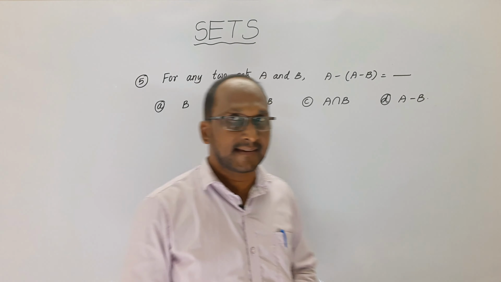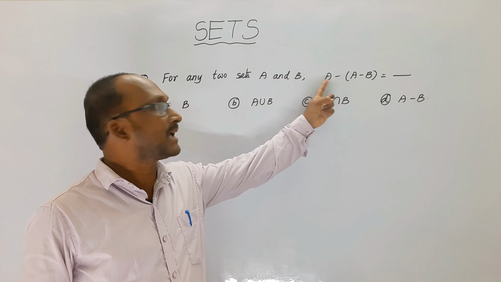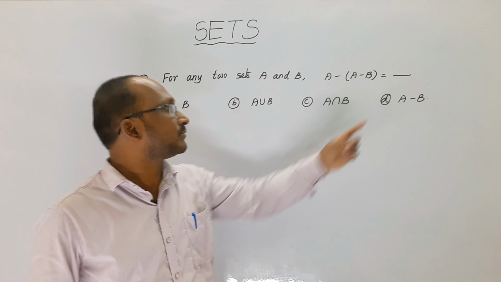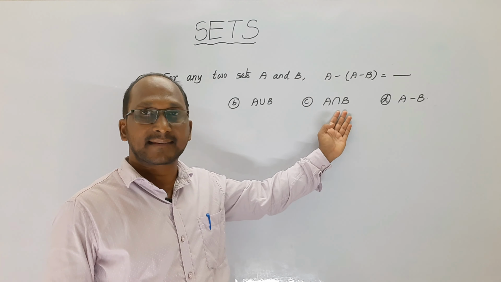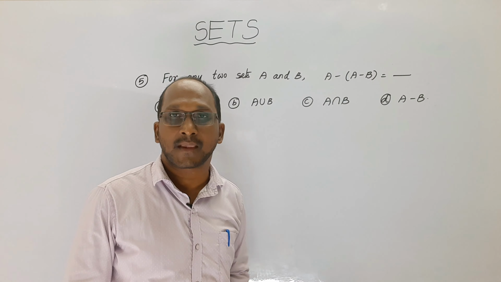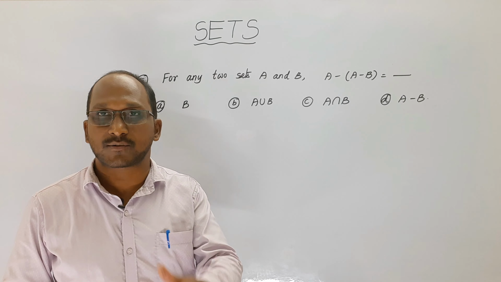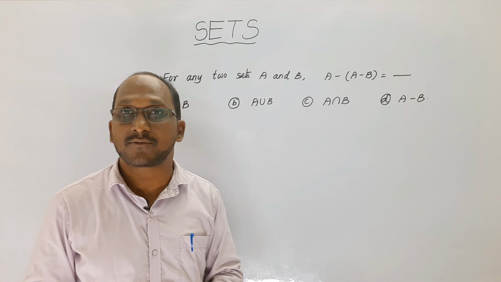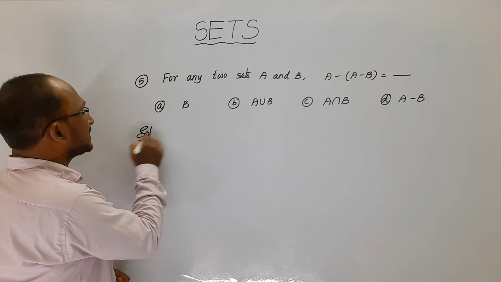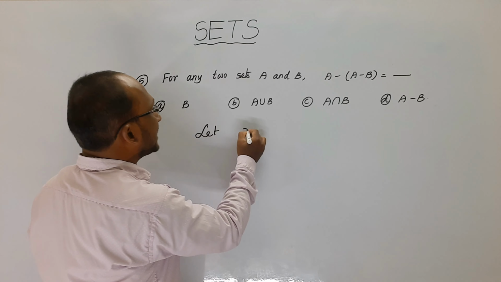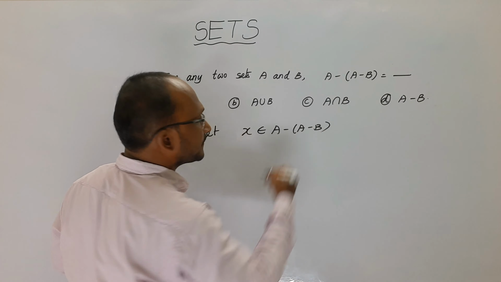Students, shall we see this problem now? For any two sets A and B, A minus of A minus B is equal to B, A union B, A intersection B, A minus B. So here also, to find out its equal set, we have to follow the element wise proof method. That's why first let us take an element x in the given set A minus of A minus B.